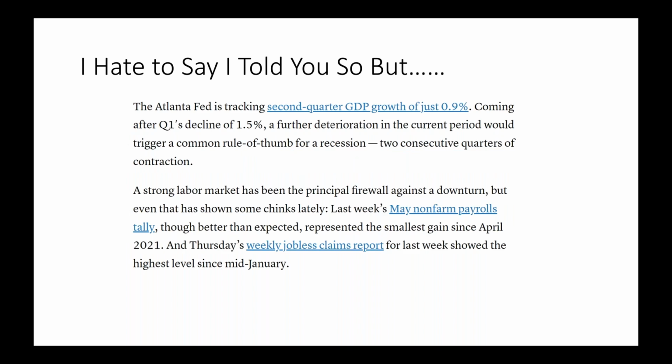The Atlanta Fed says second quarter GDP growth will come in at 0.9%. The Atlanta Fed said first quarter we had a decline. I believe those will all be revised and actually be smaller numbers once they finally reach a conclusion. The labor market is also starting to show some weakness.